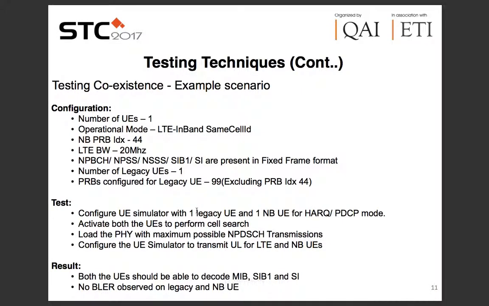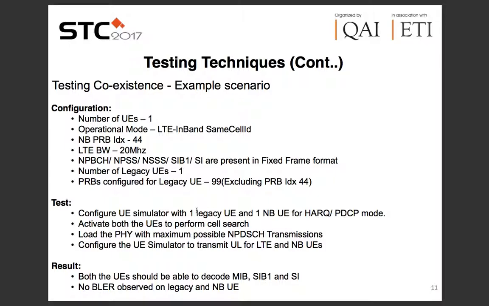Going forward, this is an example scenario for testing coexistence. We configure one UE, a narrowband UE. Operational mode, we can go with any, but here we have taken LTE in-band, same cell ID. The PRB index, any valid PRB index, here we have considered 44. The LTE bandwidth, 20 MHz, assuming the NPBCH, SIB1 and SI are present in a fixed frame format.